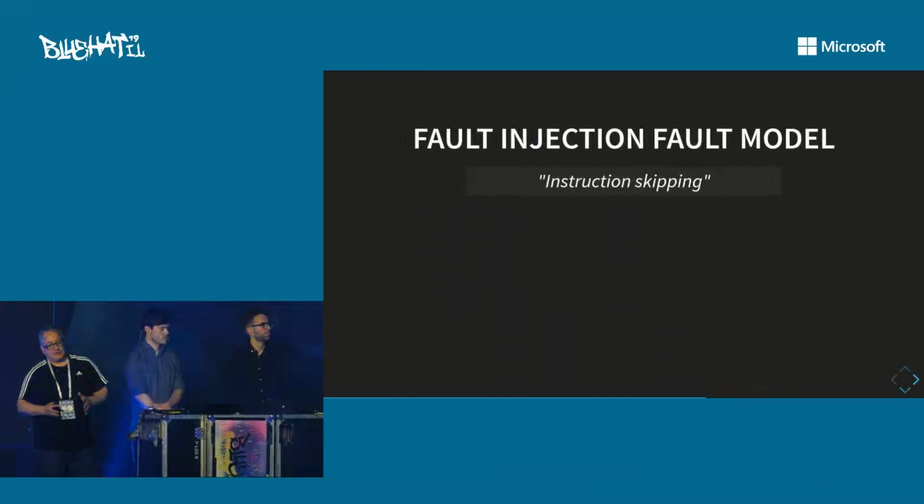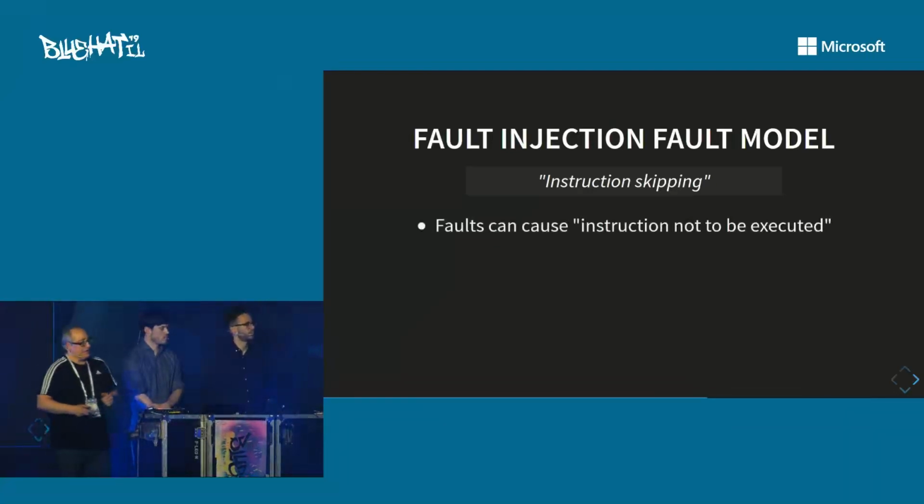One of the important fault models, first, what is a fault model? A fault model describes the effects that a fault can actually have on a system. One of the most common fault models is called instruction skipping. It assumes that you can cause an instruction not to be executed, such that if you introduce a fault at the right time, the instruction being executed at that point in time is actually skipped.